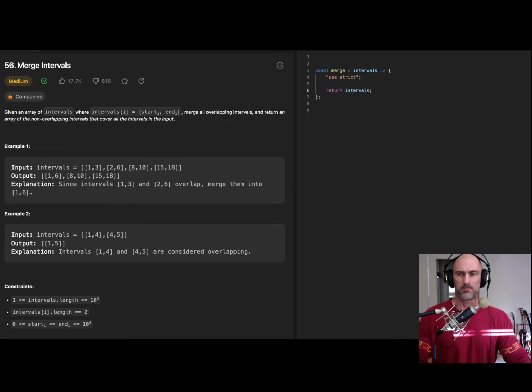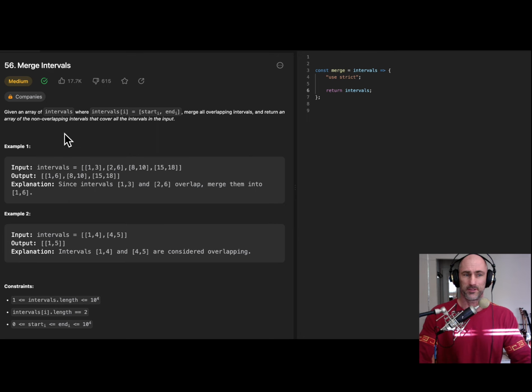Leetcode 56, merge intervals in JavaScript. This is an array problem with a fairly low degree of success, surprisingly. But it's not that hard once you understand how the algorithm works.